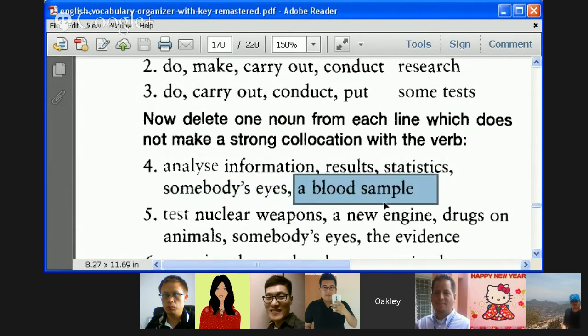You can certainly analyze a blood sample. Yes. I suppose you could analyze somebody's eyes, but to me the connotation is that you pull their eyes out of their head and cut them open with a knife and perform tests. And that's just a little gruesome, a little scary. Right, I'm with you. Analyze somebody's eyes is a little strange.